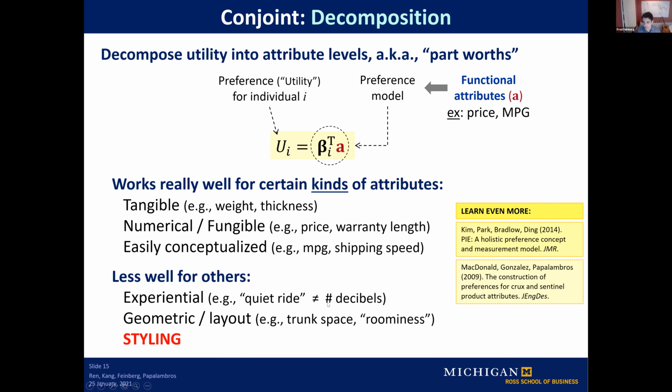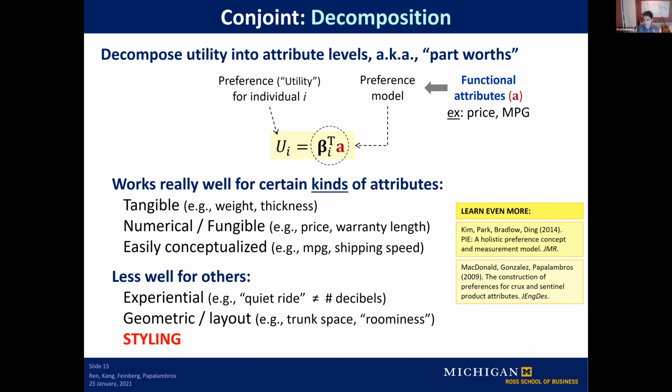But what doesn't it work well for? Experiential, and I got this from UMTRI, the University of Michigan Transportation Research Institute. They really want to know, because they work with car companies, what is a quiet ride? Now you might think, well, we can just measure that in decibels. Try putting that on a conjoint. Do you prefer this car with 71 decibels or this car with 74 decibels? I mean, that's just not precise.